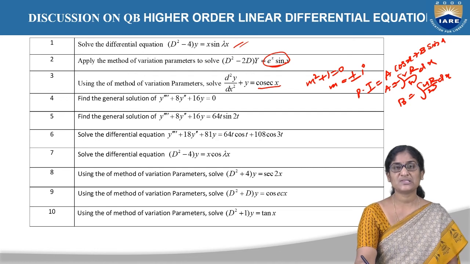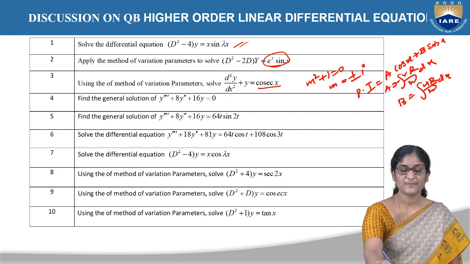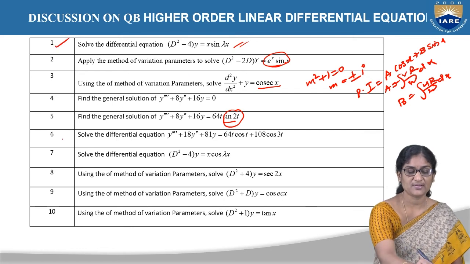So we can use the synthetic method or the trial and error method. And the fifth question is 64t into sin 2t. Again, it is similar to the first question.